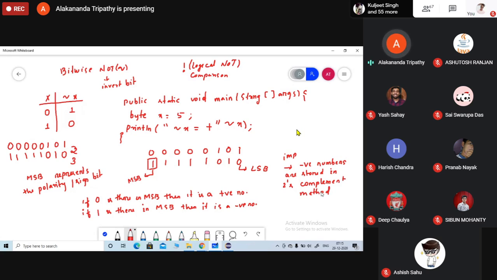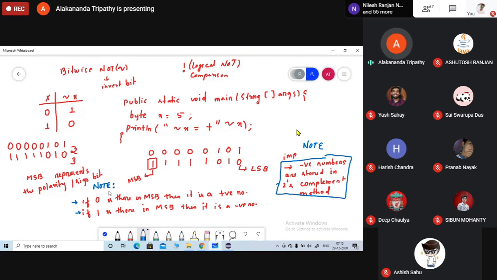How will a negative number get stored in the system? Two's complement. Note down this point, all of you. Negative numbers are stored using the two's complement method. These two points are also important. Note.